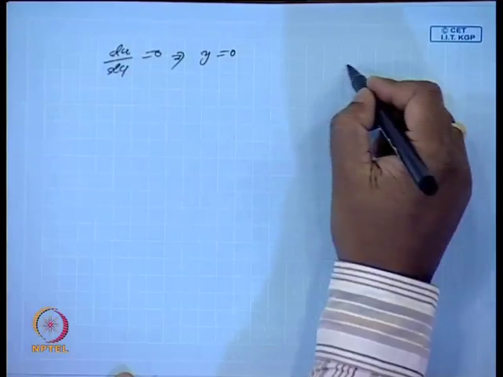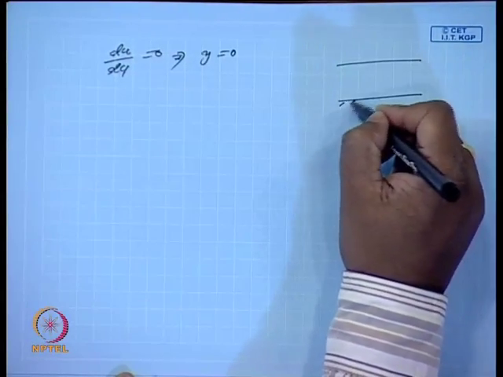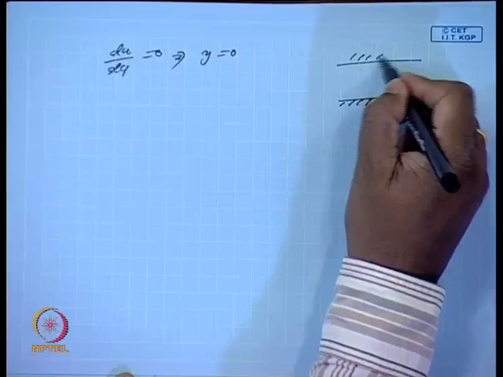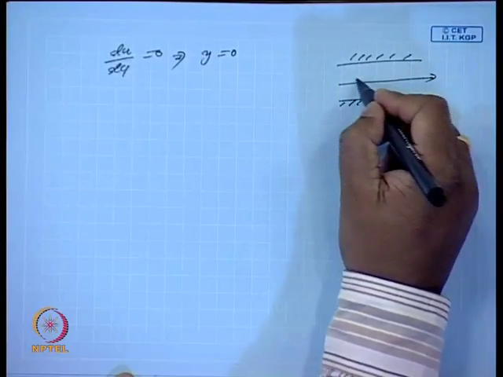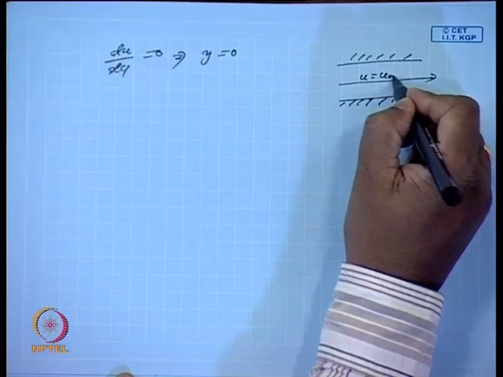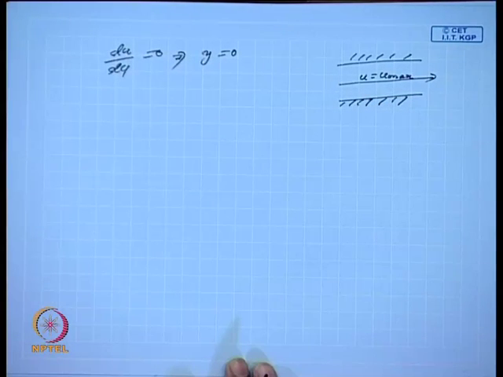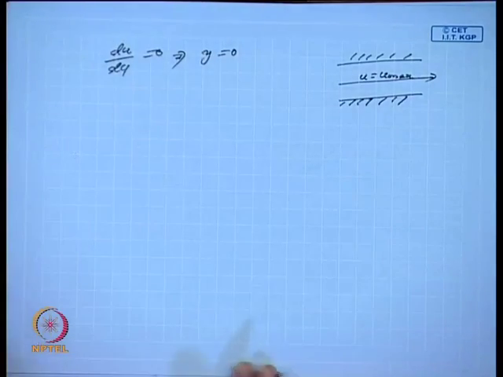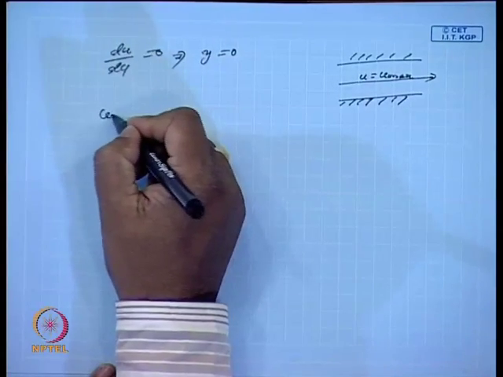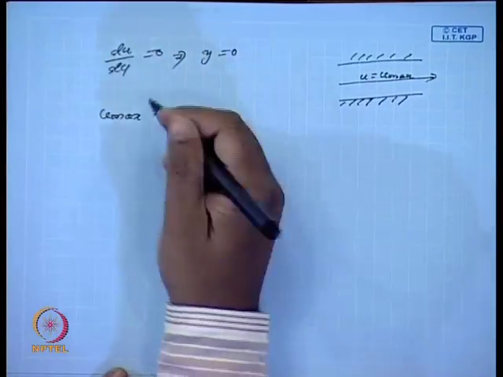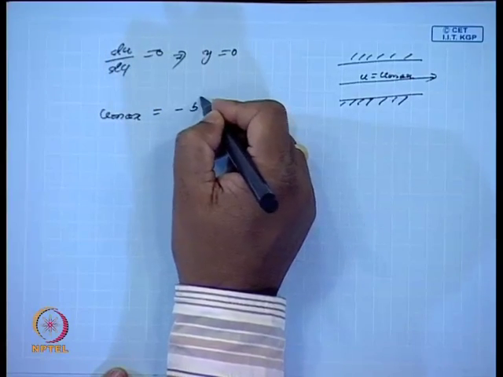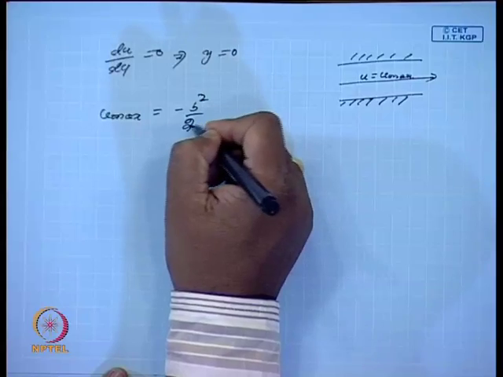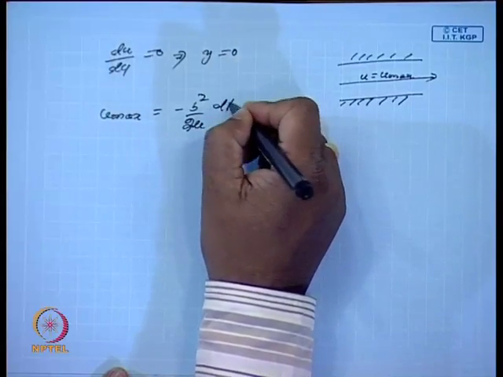That means, in the channel there is no flow here. So, at this point the flow velocity is maximum, u is equal to u max. So, what will happen to my u max? That happens at y is equal to 0. So, u max is equal to minus b square by 2 mu into dp by dx.